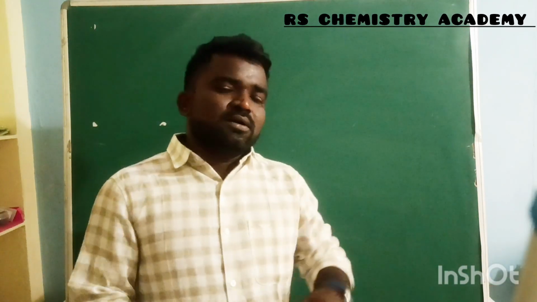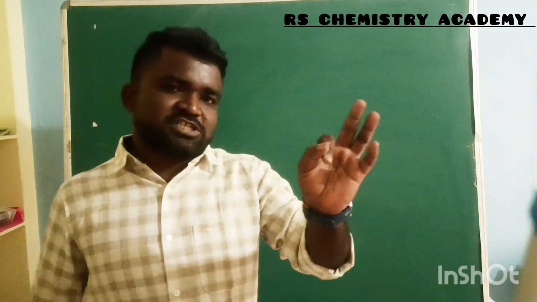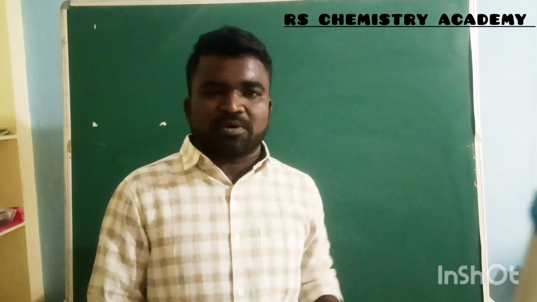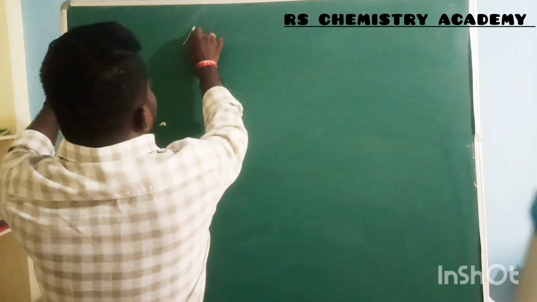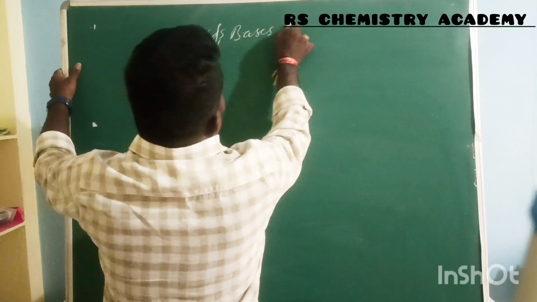For that, the main thing is that three theories are confusing. The acids and bases chapter has three theories, and those three theories I am going to explain today. That is what I am going to start today. The chapter is acids, bases and salts.